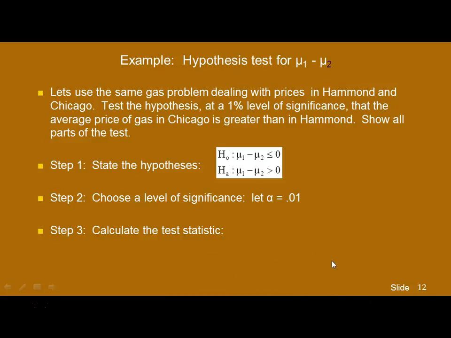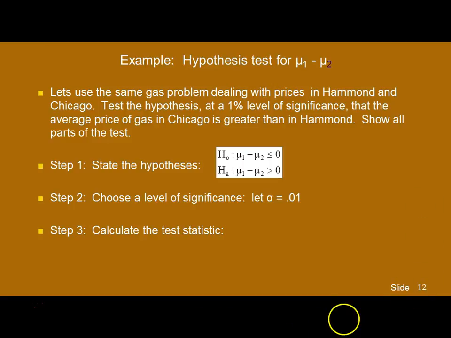Let's use the same problem that we did for confidence intervals. Let's go back to our gas prices in Hammond and Chicago. Suppose we want to test at the 1% level of significance that the average price of gas in Chicago, which was group 1, is greater than in Hammond.